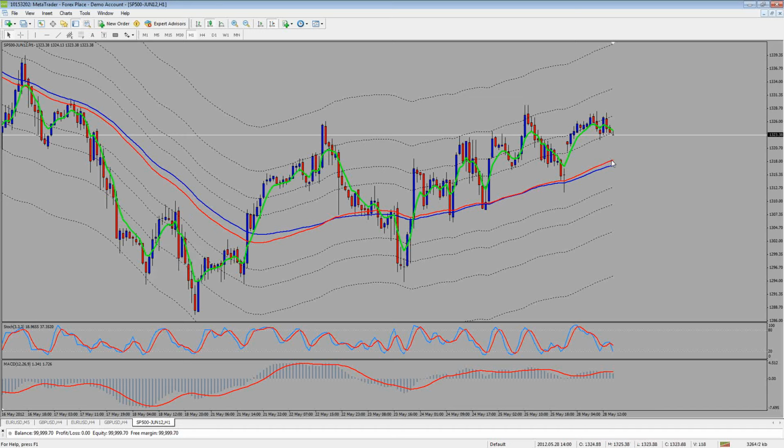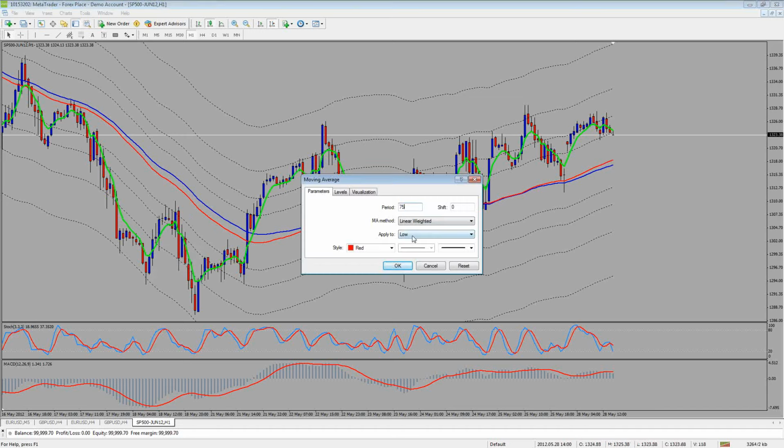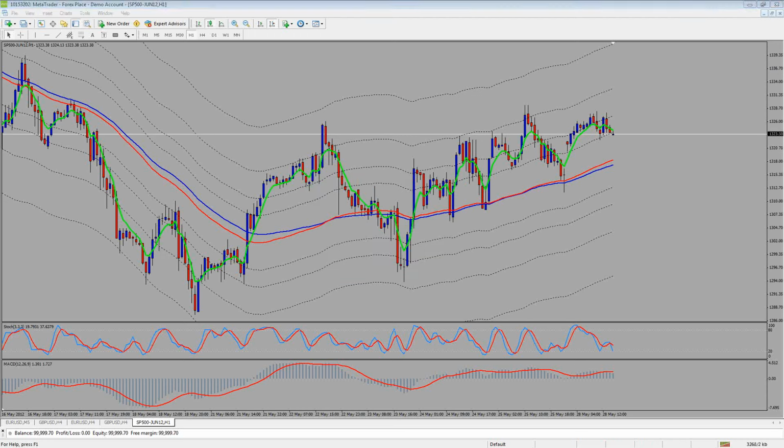And the two baselines, one is the 75 linear weighted applied to low with 4 Fibonacci levels on each side. So it's 55, 89, 144, and 233 in plus and in minus signs. Minus 55, minus 89, minus 144, minus 233. Again, here I added 0 to all these numbers because it's a 4-hour chart. It's four digits here in Forex.